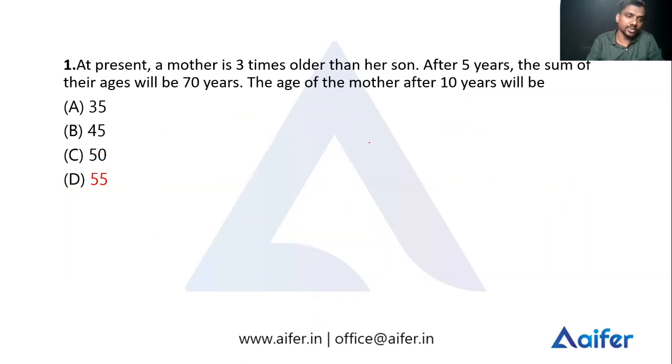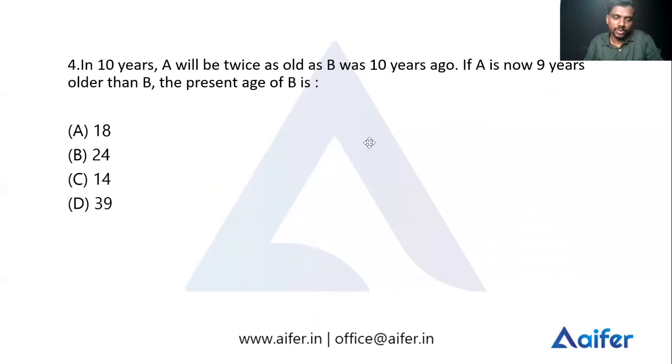Okay, let's move to the next question. Try to do this one. In 10 years, A will be twice as old as B was 10 years ago. If A is now 9 years older than B, the present age of B is... a bit twisty. Try to do the question.